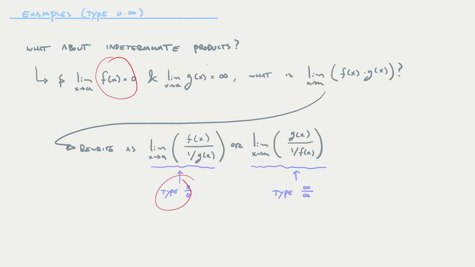Since we established that g of x had a limit as x approaches a of g of x being infinity, then this is an infinity divided by 1 divided by 0. So that thing is getting really, really big. So you have an infinity over infinity type indeterminacy. So that's the general strategy. Once you can get that, then you just use L'Hopital's rule.